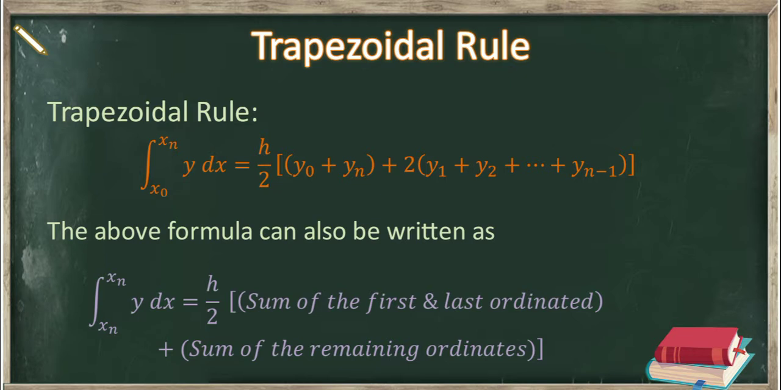The above formula can also be written as follows, to help remember the formula. Integration x0 to xn y dx is equal to h by 2 into the sum of the first and last ordinates plus 2 times the sum of the remaining ordinates. Here y0 is the first ordinate and yn is the last ordinate.